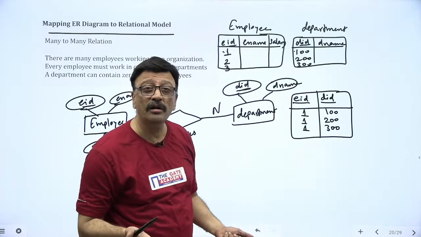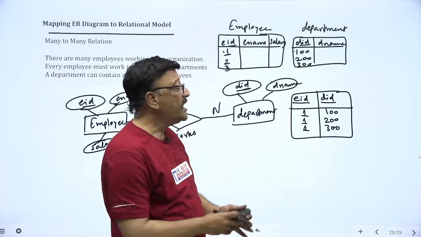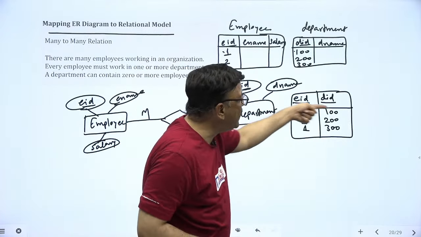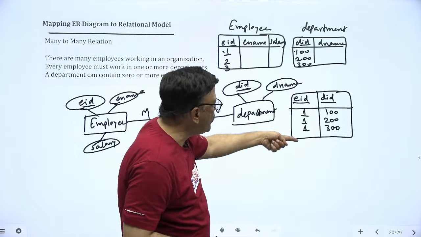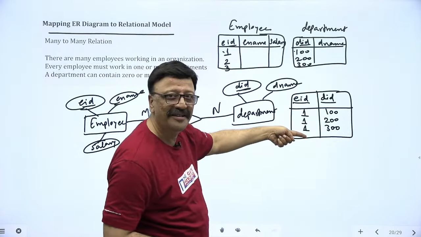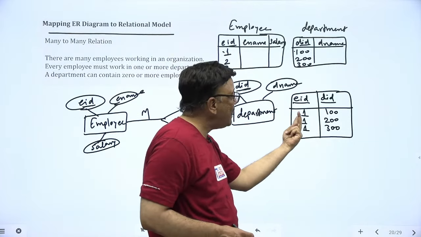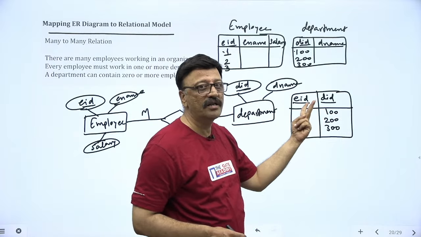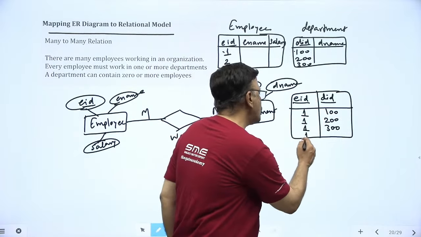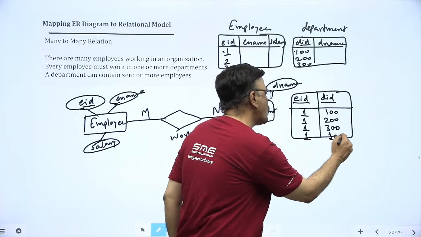So what have you got? What have you understood is that the combination of EID and DID should be unique. See, one can repeat, but EID plus DID both cannot repeat. This repetition is not allowed. For example, if I again store 100, this will be wrong.